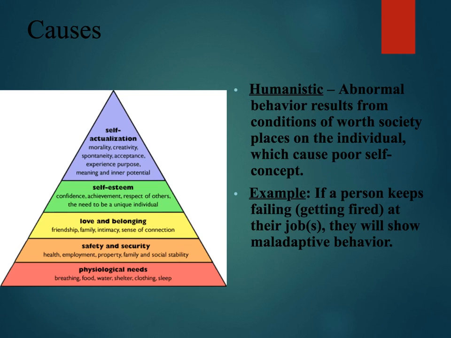According to the humanistic perspective, abnormal behavior results from conditions of worth society places on the individual, or the lack of, or being blocked from achieving your self-actualization. So, for example, if a person keeps failing, like learned helplessness, and they get fired from their job, they will show maladaptive behavior. It might be severe depression or others.